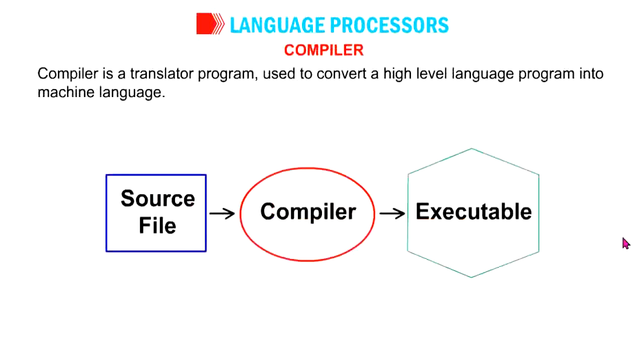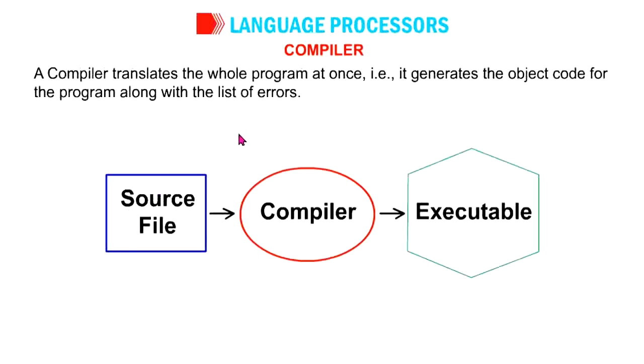The next one is the compiler. A compiler is a translator program used to convert a high-level language program into machine language, again source code to object code. Here, a compiler translates the whole program at once. In the interpreter it is line by line, but here the compiler handles all the program together.